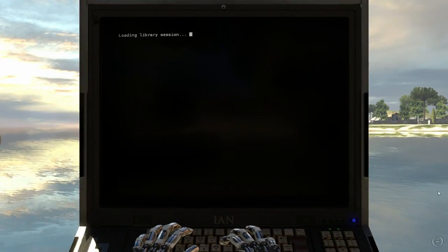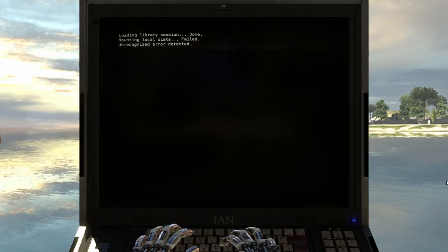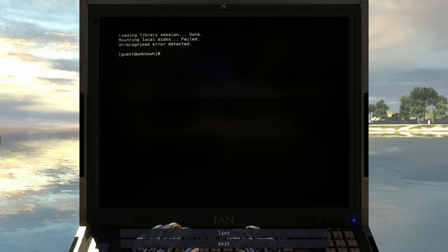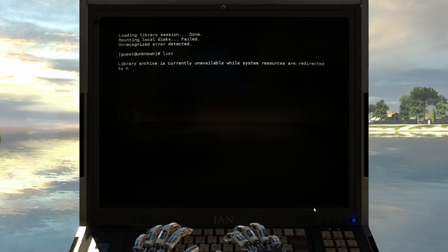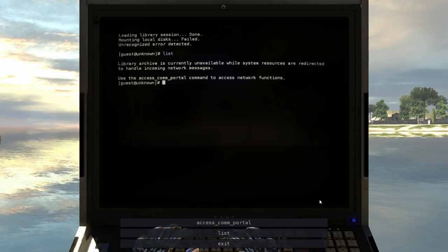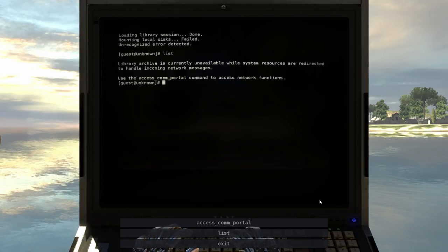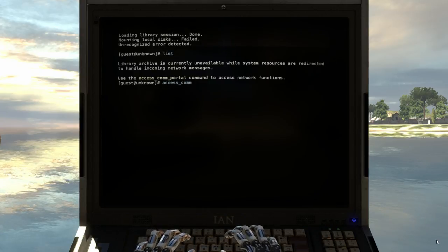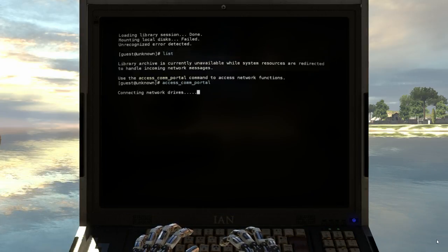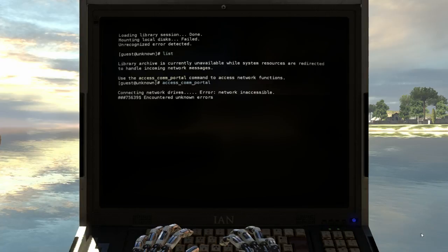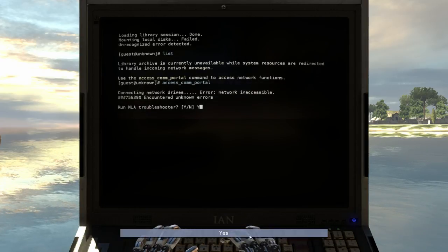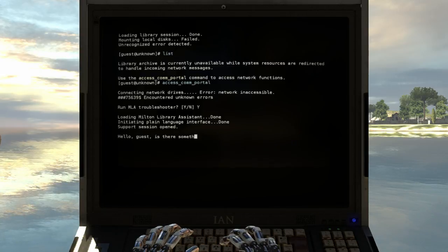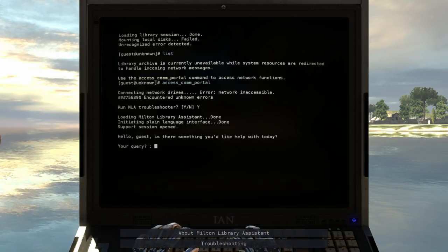Oh, hey! It's Oddball, the computer! Library session. Unrecognized error. Hello. Oh, okay. List. Library archive is currently unavailable while system resources are redirected to handle incoming network messages. There's an incoming network? Access com. Connecting network. Error. Run MLA? Yes. Hey, Milton. Initiating plain language. Done. Hello, guest. Is there something I could help you with today?